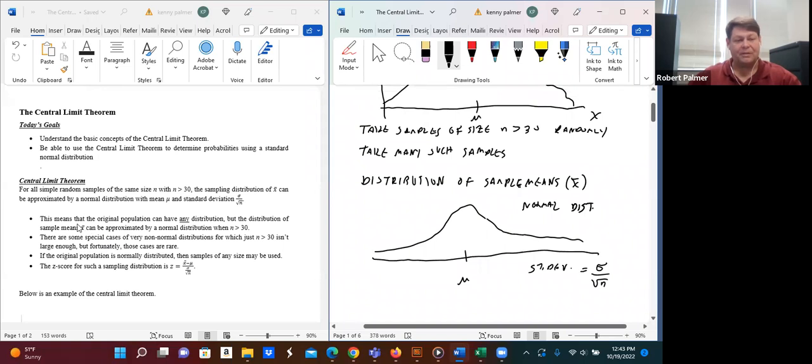Okay, so let's read a few more things about this. The original population can have any distribution, but the distribution of sample means x bar can be approximated by a normal distribution as long as n is greater than 30.